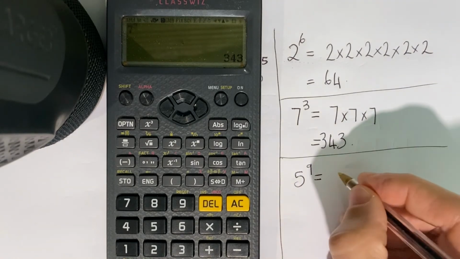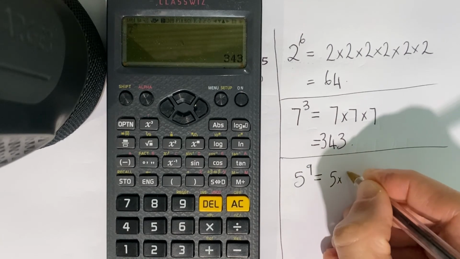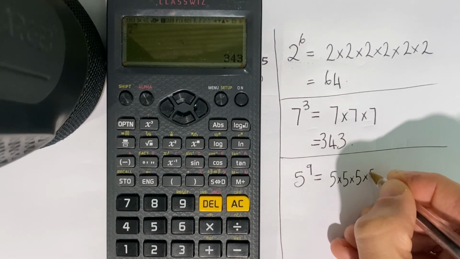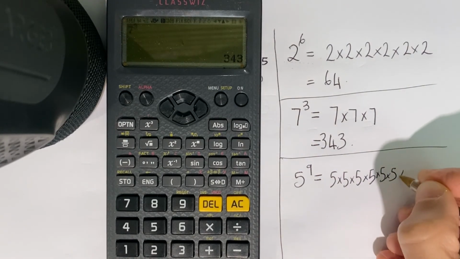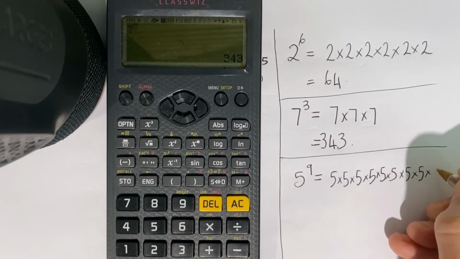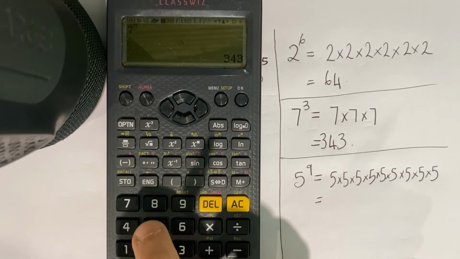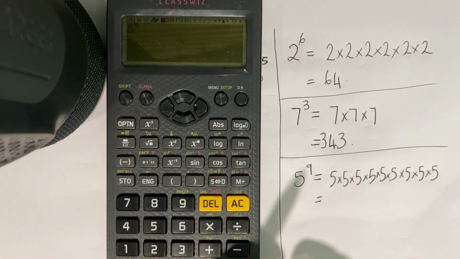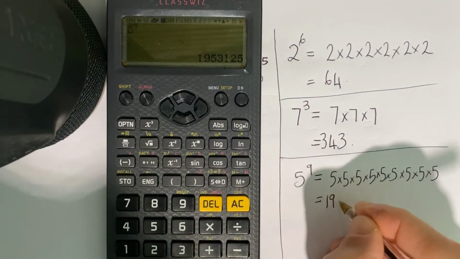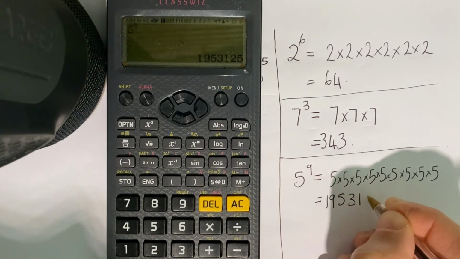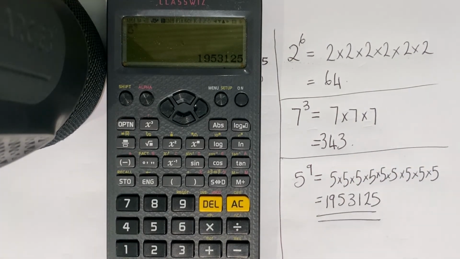So let's have a look. I think we've got here, let's have 5 times 5 times 5 times 5 times 5 times 5, 1, 2, 3, 4, 5, 6, times 5 times 5 times 5. So I've got 5 times by itself, 9 times. Then using my calculator, 5 to the power of 9 equals, here we go, 1,953,125. Okay, great.